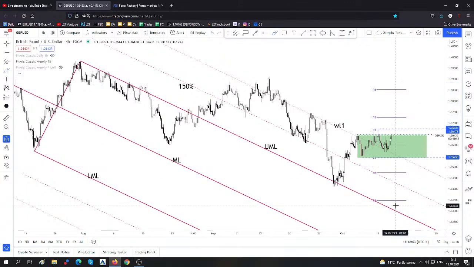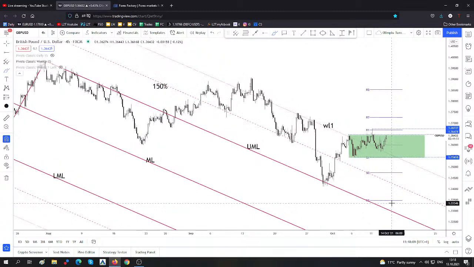This is not a trading recommendation. This is only for education purposes. This is only my analysis, my opinion. So yeah, if I have an opportunity here, if I open a trade on the British pound versus the US dollar, I will come to you guys and I will share my trade with you.